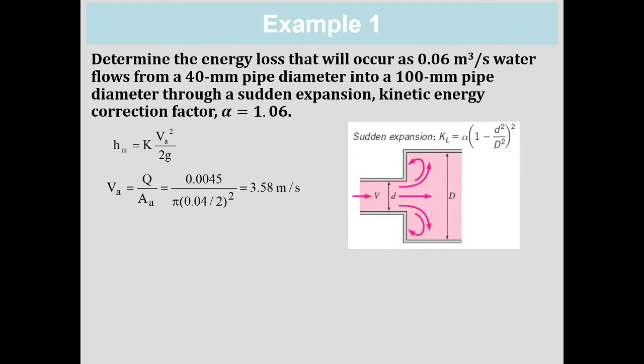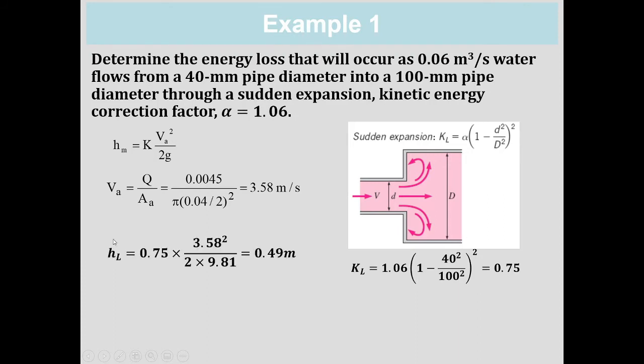Before, you have been given the equation to get the KL for a sudden expansion. The equation is KL equal to alpha times 1 minus D for the first pipe squared over D for the second pipe squared, and then squared for the whole expression. Put in all the information, then you get KL equal to 0.75. So continue your calculation for HL. HL equal to K, where K is 0.75, times the velocity for the first pipe, 3.58 squared, over 2g. The HL for this case is 0.49 meter.